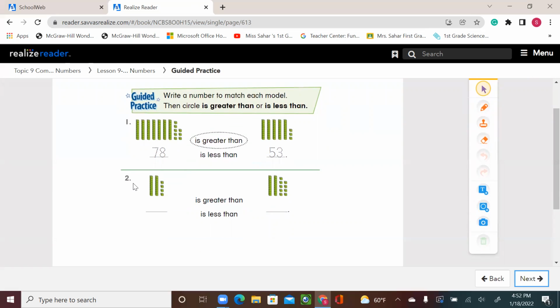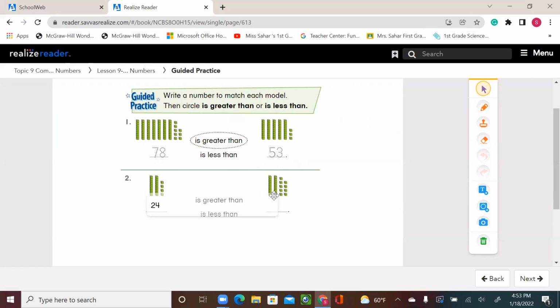Let's see the second question. I have 10, 20, 21, 22, 23, 24. So let's write a number here, 24. I have 2 tens and 4 ones. I count them, and now I know that I have 24.